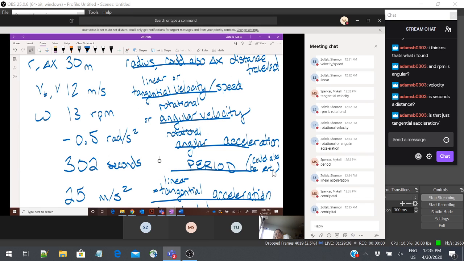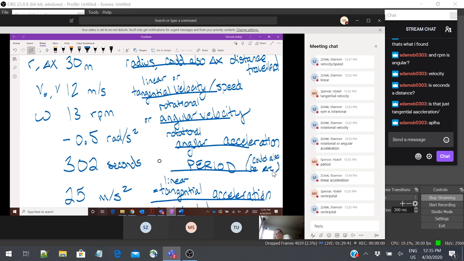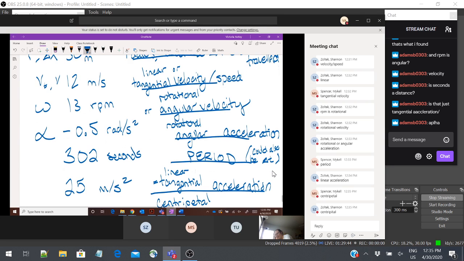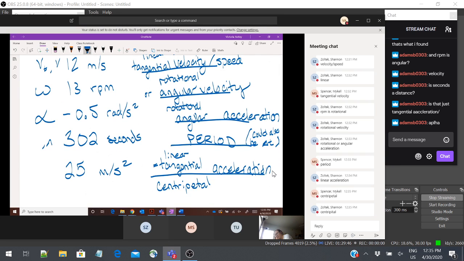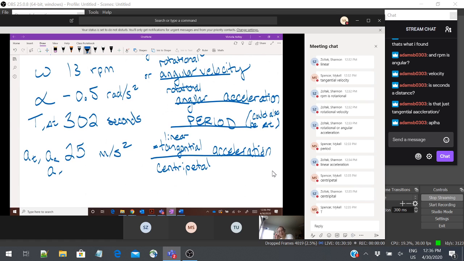Angular acceleration is alpha, good. Okay, this one could be delta t or it could be period. What's the symbol for period? T, capital T, good. And then this could be tangential acceleration. It could also be centripetal acceleration, which is also written on your formula sheet as AR for radial acceleration. Both all correct. Okay.